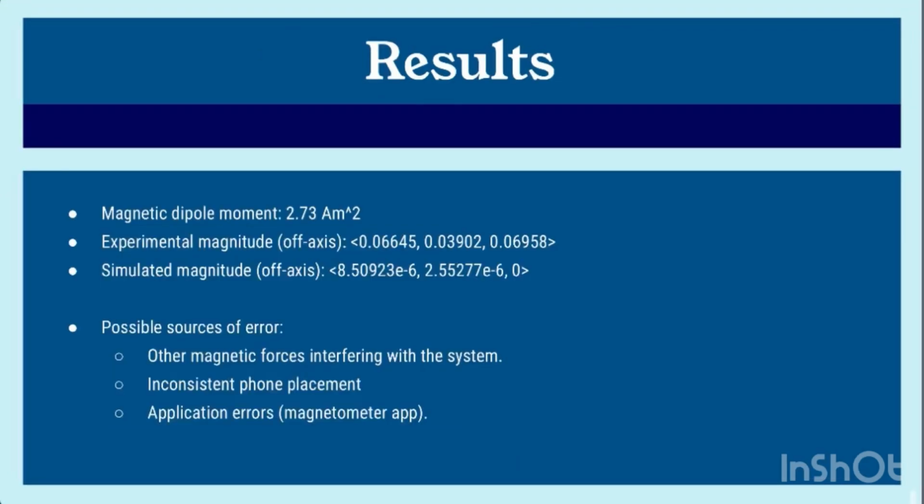The result was a magnetic dipole moment of 2.73 amps squared. The experimental magnitude on the off-axis was this vector shown, and we also had the simulated magnitude, which was created by the GlowScript code. As I mentioned earlier, there were some possible sources of error that caused the change in the observed, expected, and simulated data. Some of these being other magnetic forces interfering with the system of the magnet and the phone, inconsistent phone placement and movement, and application errors stemming from the magnetometer app not being perfect.